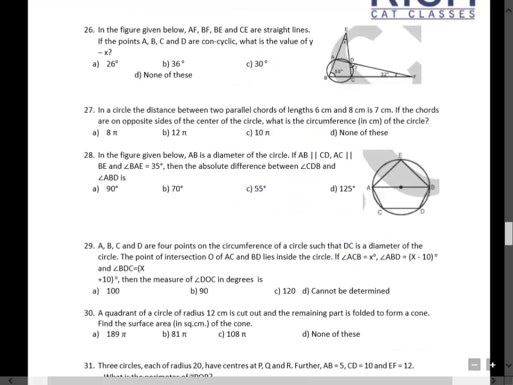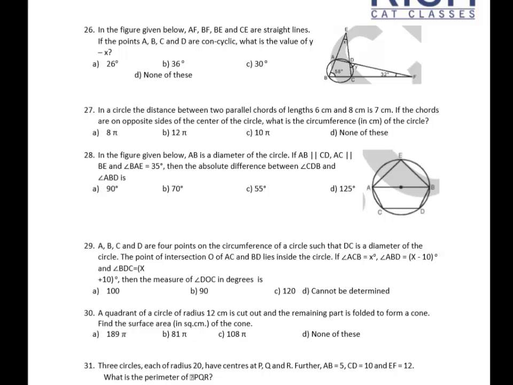Question number 26. In the figure given below, AF, BF, BE, CE are straight lines. If the points A, B, C, D are concyclic, what is the value of y minus x? So concyclic means opposite angles add up to 180 degrees.